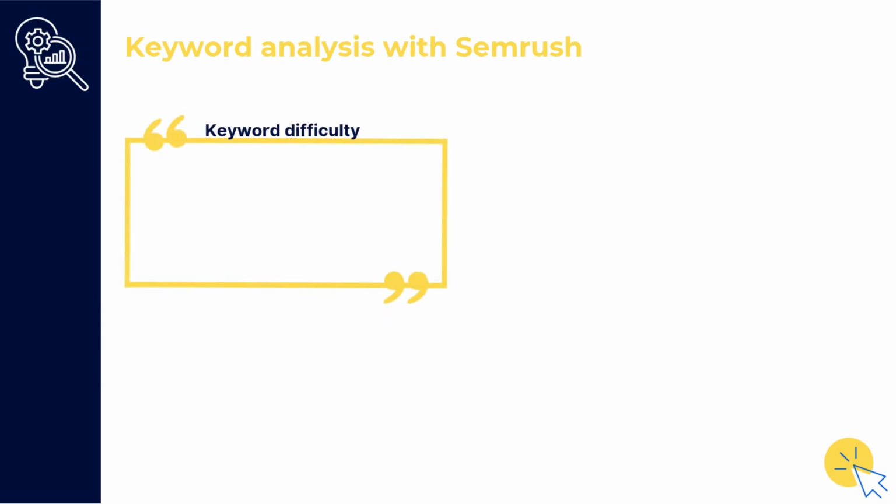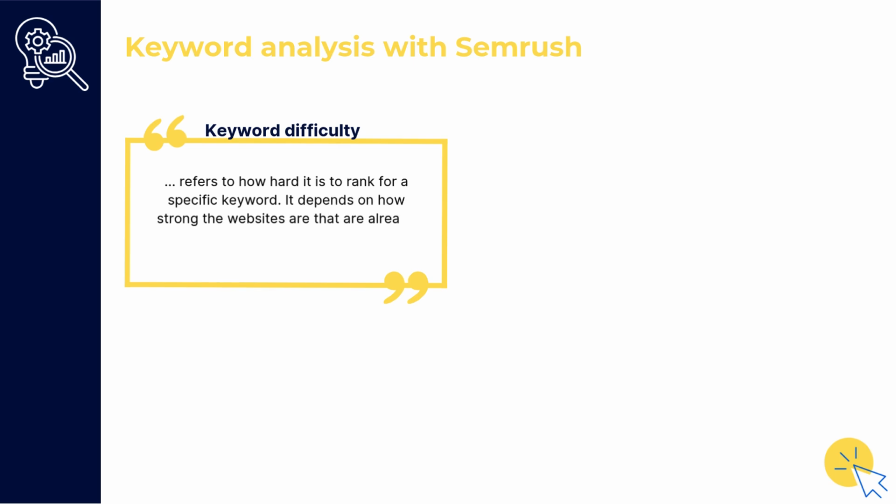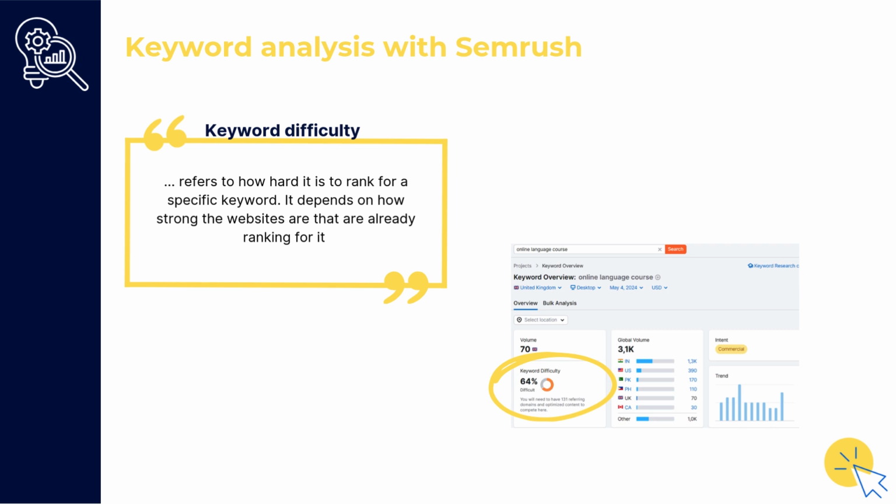Let's break down keyword difficulty. This is a really important factor when deciding which keywords to target. Think of keyword difficulty as the level of competition for a specific keyword. It tells us how hard it will be to rank for that term. For example, if we take the keyword online language course and pop it into a tool like SEMrush, we can see that it has a keyword difficulty rating of 64%. Now, that's not impossible to rank for, but it's definitely going to be a challenge.